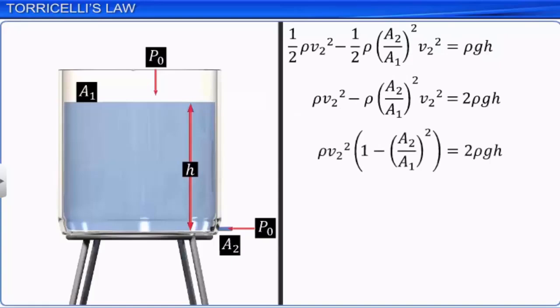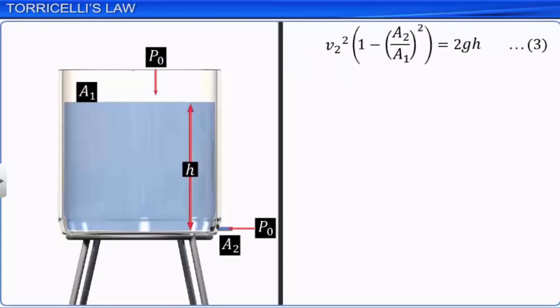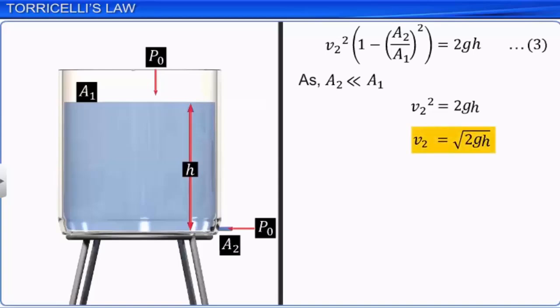we get equation 3 as V2 square multiplied by 1 minus the square of A2 by A1 is equal to 2GH. As A2 is much smaller than A1, A2 in the above equation can be neglected, and hence the equation changes to V2 square is equal to 2GH, or V2 is equal to root 2GH. This represents the speed of a freely falling body, which proves Torricelli's law.